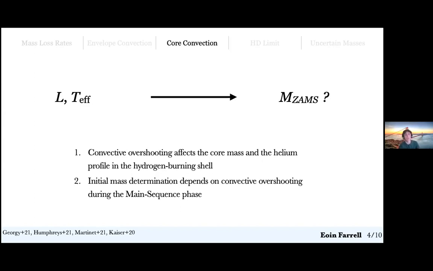Convection in general can affect lots of properties in the stars, and for red supergiants, the key quantities that are affected are the core mass and the helium abundance profile in the hydrogen burning shell. The uncertainties in convection mean that for a given luminosity and effective temperature, the determination of the initial mass that those correspond to depends strongly on convective overshooting during the prior main sequence phase of evolution. So in order to map to an initial mass, you need to know more about what's going on during the main sequence. And binary interaction will complicate this mapping.